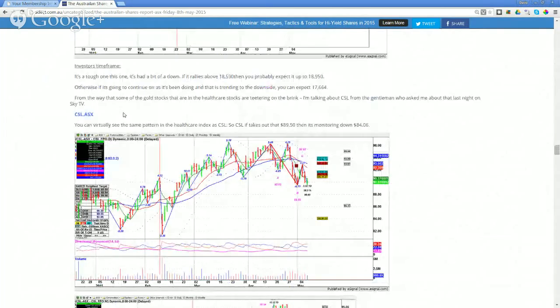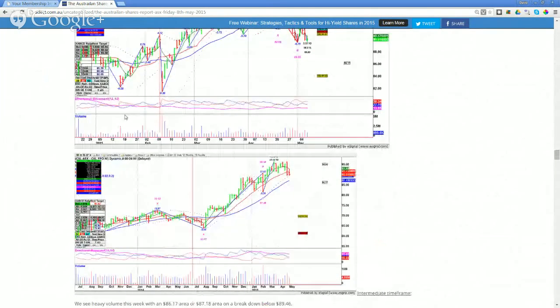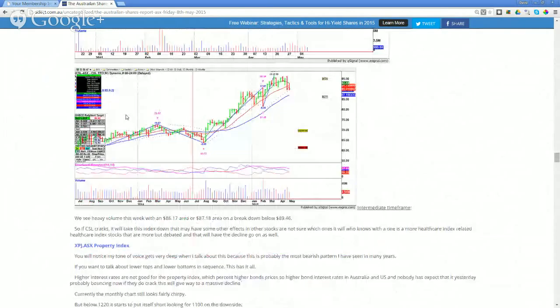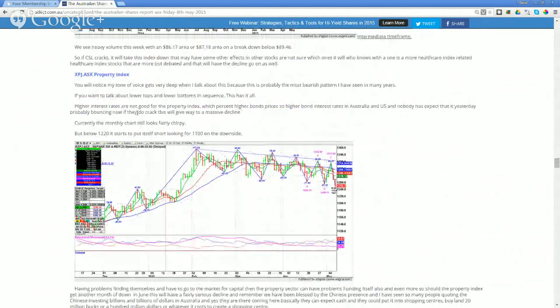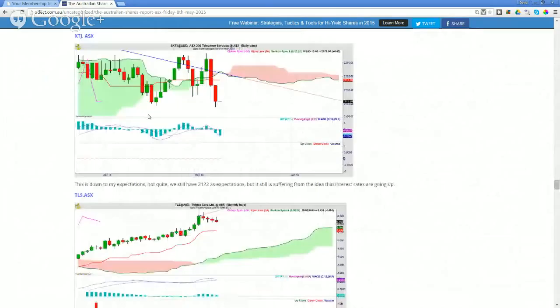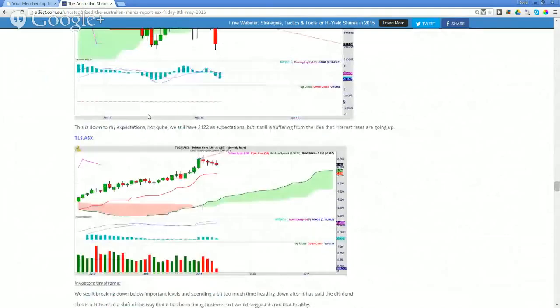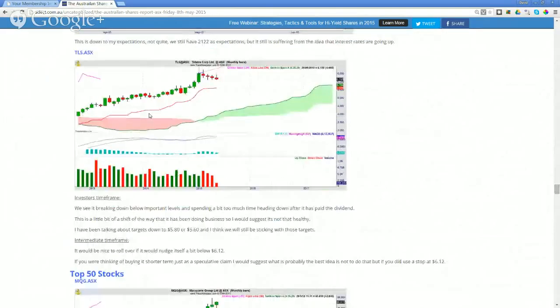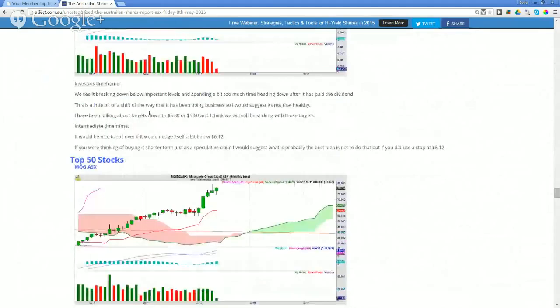Then we'll look at one of the things from the CSL. So it's a fairly flexible way of looking at this. The property index is something we'll look at. And WFD, ANZ, we'll look at, flick at what's important, where the market's opening at what time. Telstra. So this is a longer term approach to market.